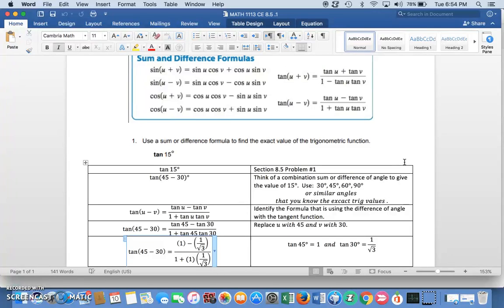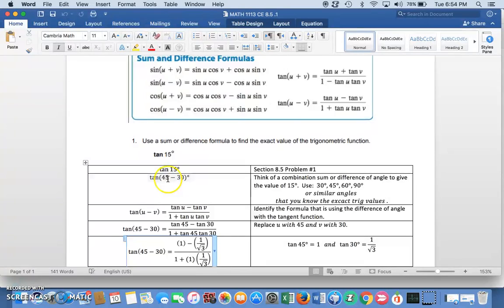of 15. So you need to come up with angles that you know values of. Those are angles like 30, 45, 60, 90 types of angles. With those angles, what combination will give you 15? What about 45 minus 30? It's not the only one that will work, but it will work.